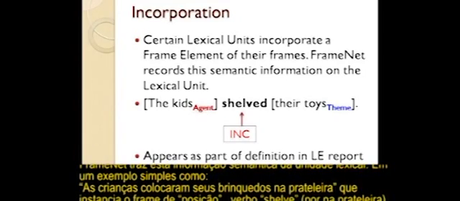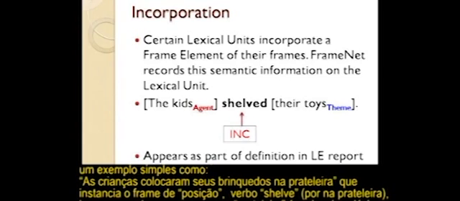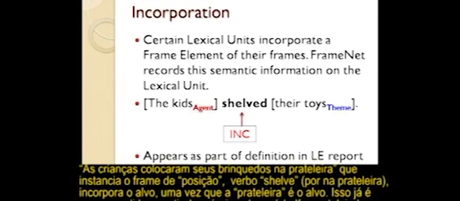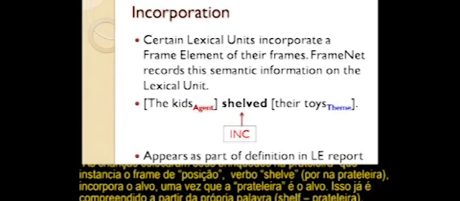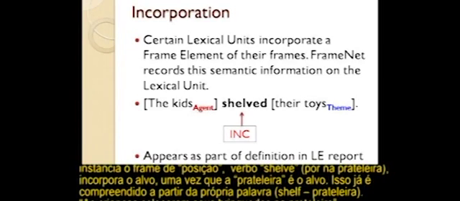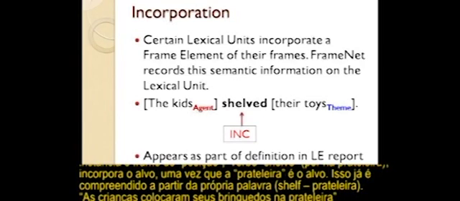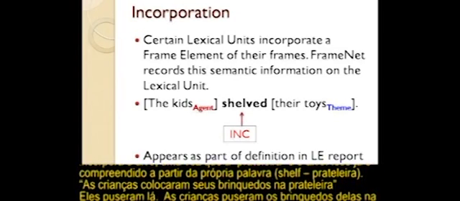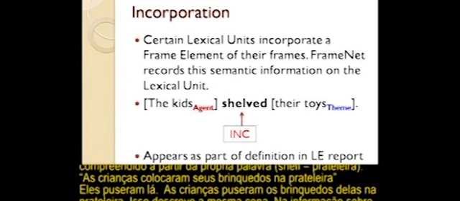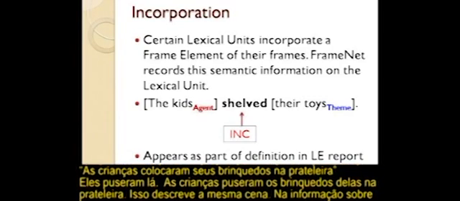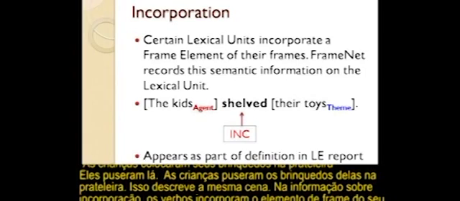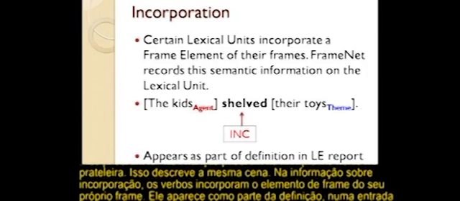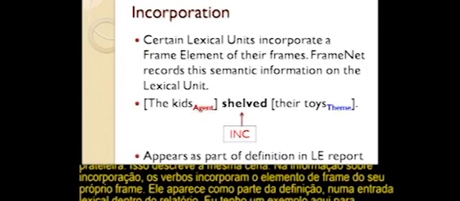In a simple example such as the kids shelved their toys, which instantiates the placing frame, the verb shelve, we say, incorporates the goal, right? Because the shelf is the goal, and that's already understood from the word. The kids put their toys on the shelf. The kids placed their toys on the shelf, right? The kids shelved their toys describes the same scene, okay?